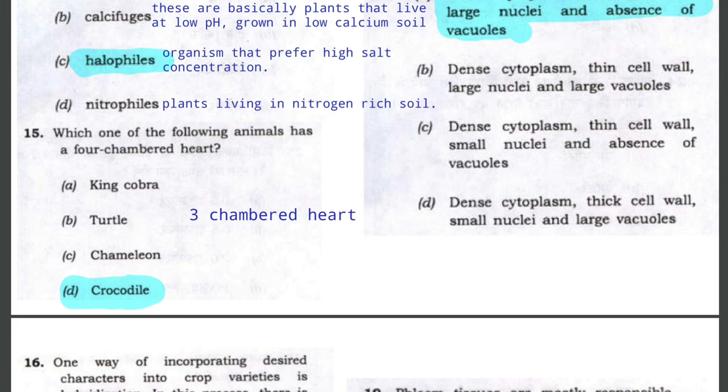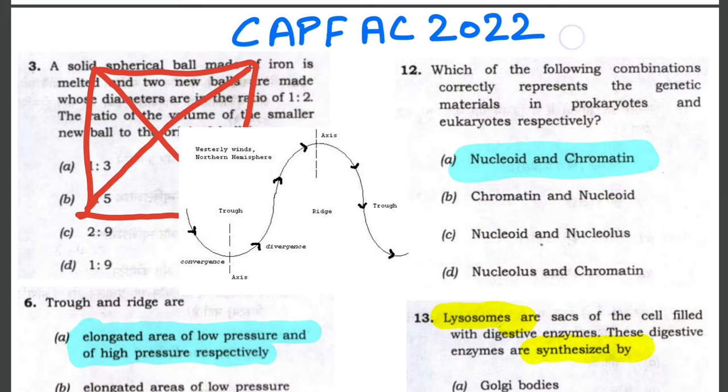The next question is about which of the following animals has a four chambered heart. So the right answer would be crocodile, and all the other reptiles have three chambered hearts.